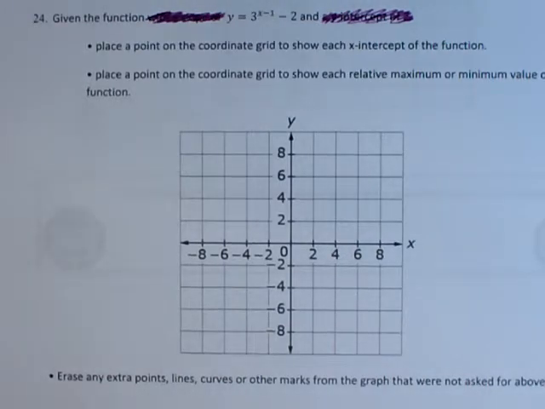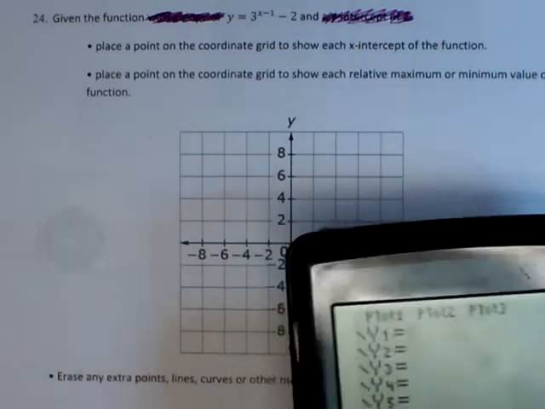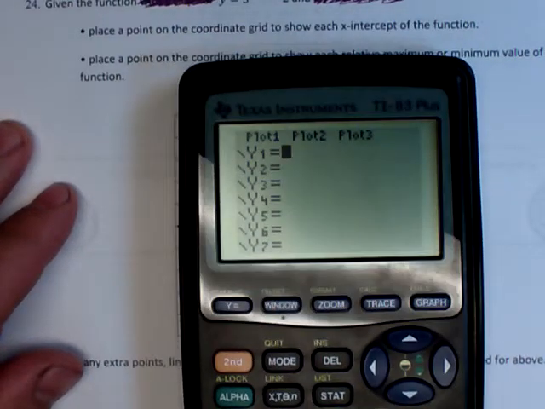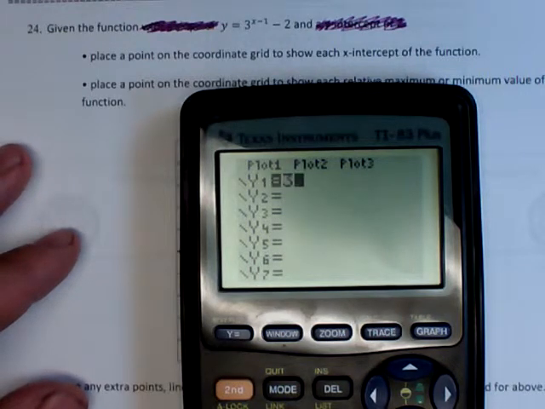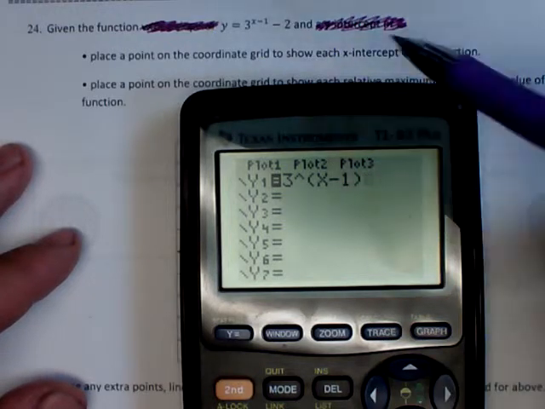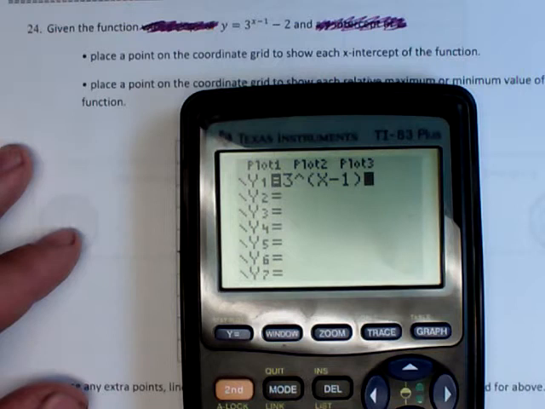Place a point on the coordinate grid to show each x-intercept of the function. Place a point on the coordinate grid to show each relative maximum or minimum value of the function. Okay, so I'm going to use my graphing calculator to show me a picture of this. Y equals 3 to the, I'm going to make sure I use parentheses there so that this is in fact the exponent the calculator uses.